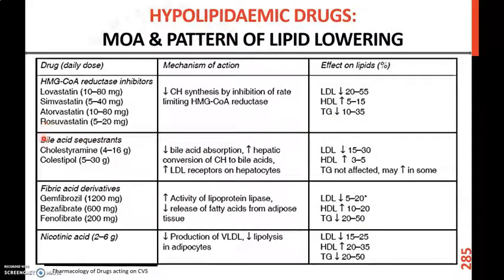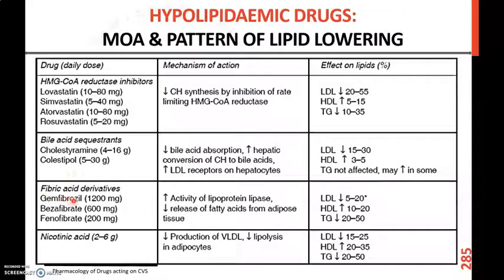Now coming to the second drug, that is bile acid sequestrants like cholestyramine and colestipol. They will act by decreasing bile acid absorption and increasing hepatic conversion of cholesterol to bile acids and increasing LDL receptors on hepatocytes to decrease the cholesterol. Now by the action of bile acid sequestrants, it will decrease 15 to 30% of LDL, and it will increase 3 to 5% of HDL, and in case of bile acid sequestrants, triglyceride level is not affected.